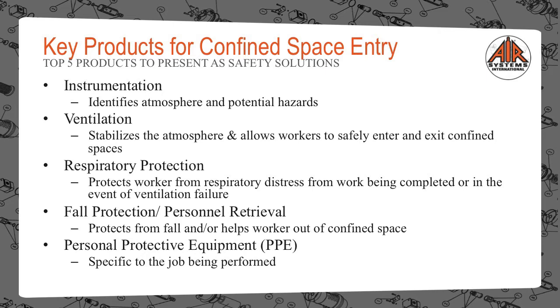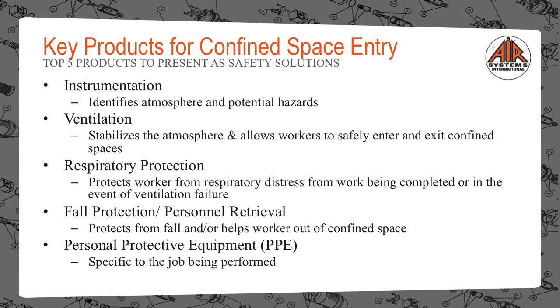Ventilation stabilizes the atmosphere and allows workers to safely enter and exit the confined space. Ventilation initially makes the atmosphere in a confined space stable. As work is being done, although it's stabilized, it can become unstable again. Ventilation during work processes can slow the change down, keeping it safer longer, allowing the worker's safe exit should it become critical. Respiratory protection protects the workers from respiratory distress, from work being done, or in the event of ventilation failure. Ventilation does not always guarantee breathable air for the worker.